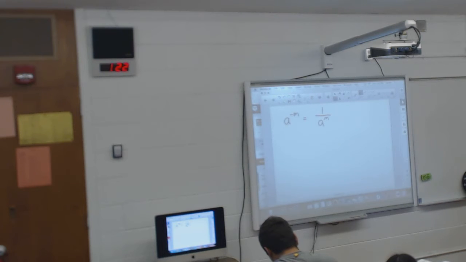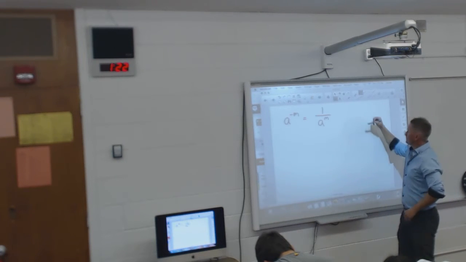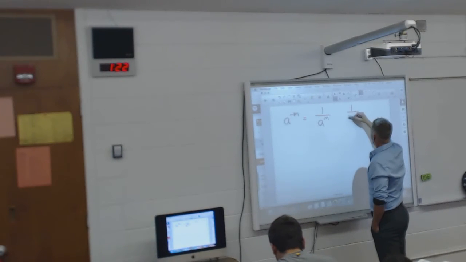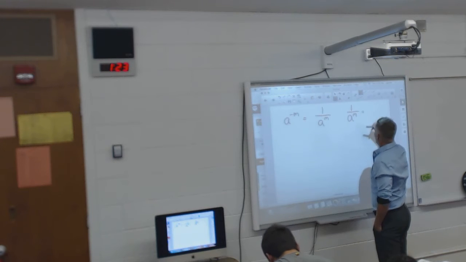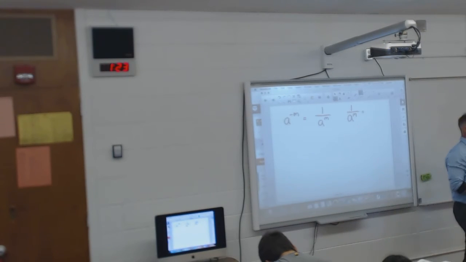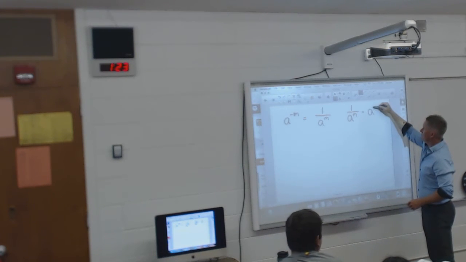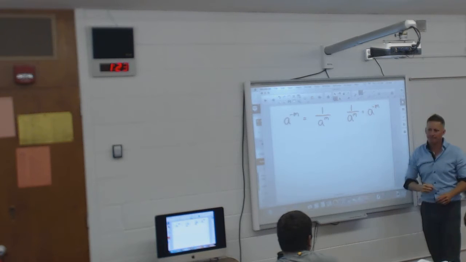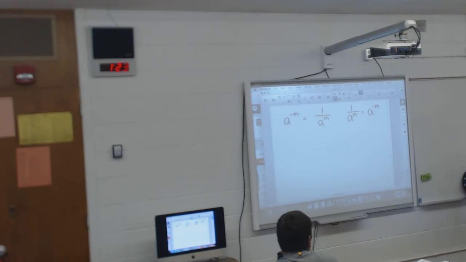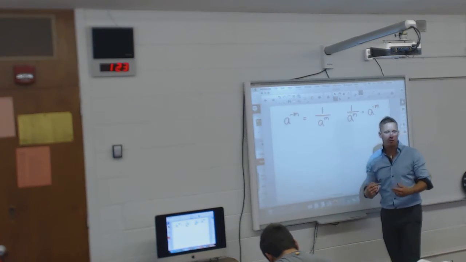Now I'm not going to give you an example on this. I'm going to do it the other way. So if I have 1 over a to the m, I can move it back up to the top, and it becomes a to the minus m. So far, so good? Okay? Alright, so let's look at how come and why.